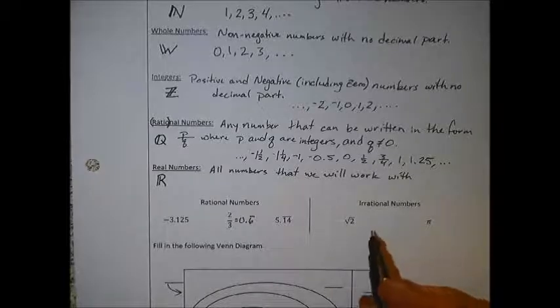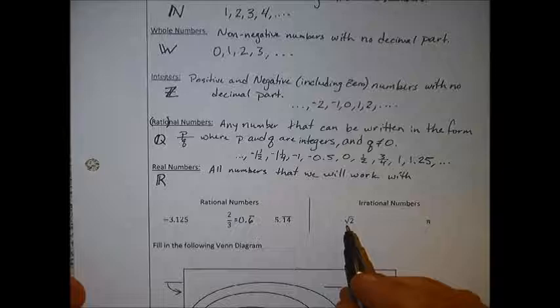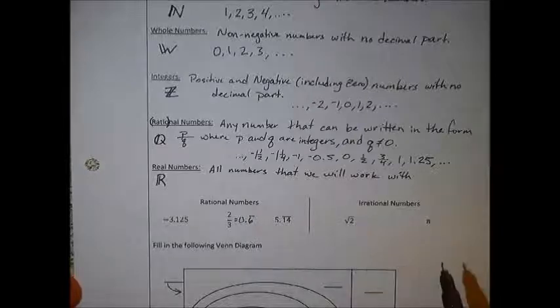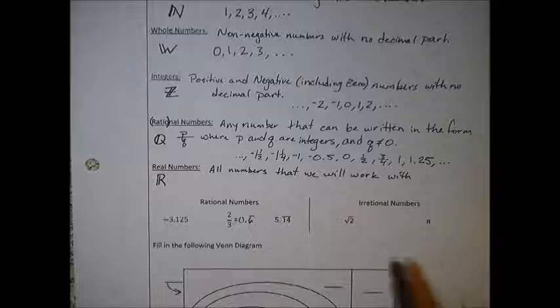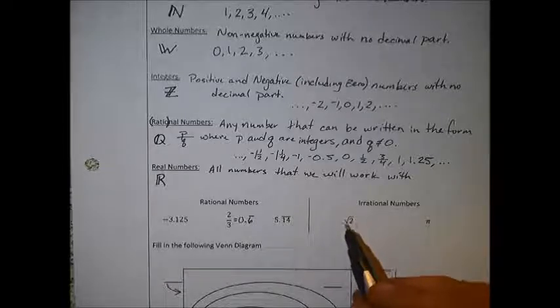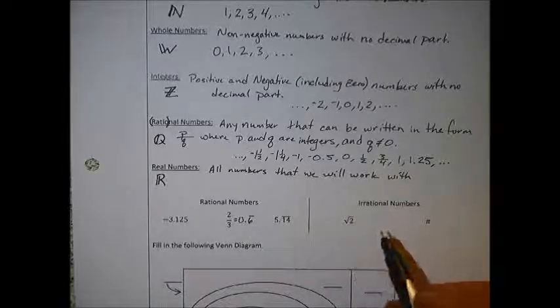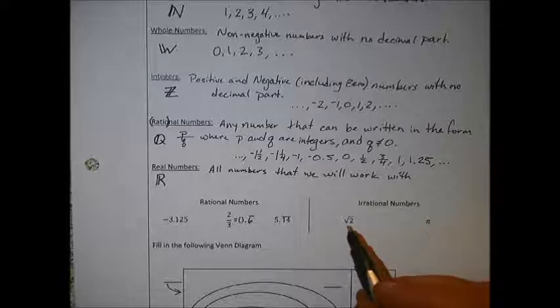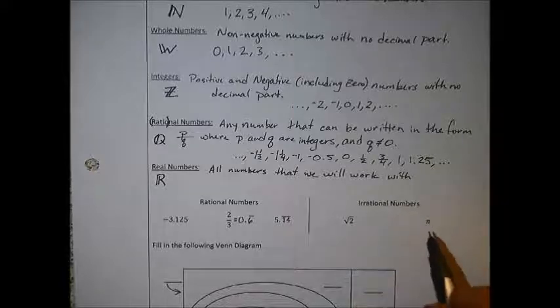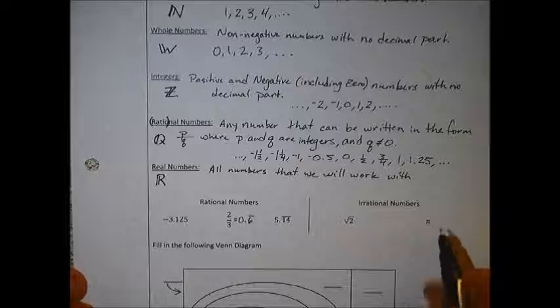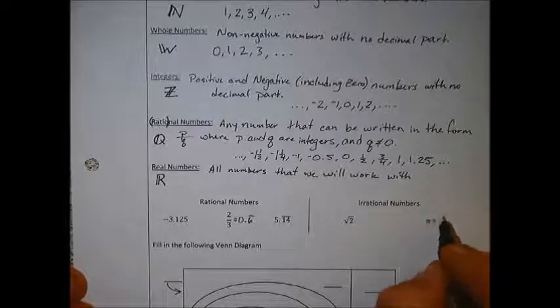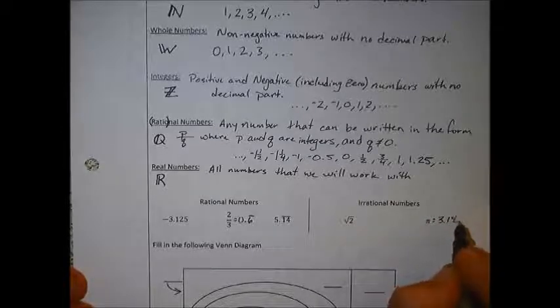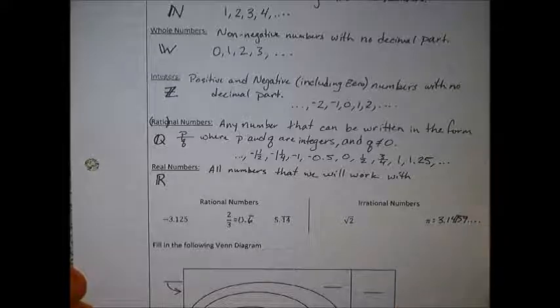For irrational numbers, most of the time we look at the square root of a prime number, or any number that's not a perfect square. Any number where taking the square root doesn't give you a whole number answer is what we call an irrational number. Along with a number that we know as pi, which is 3.14159, and it just keeps going.